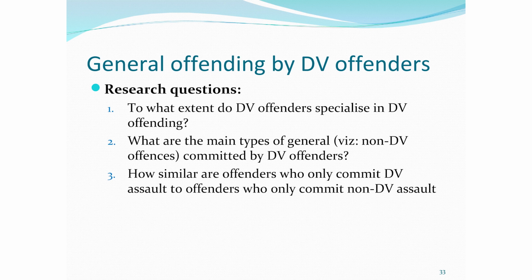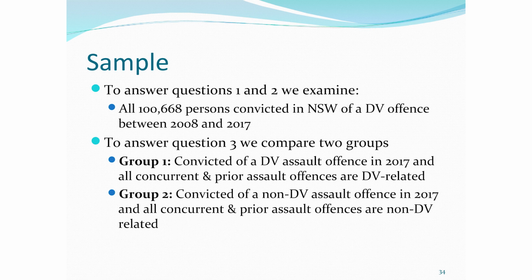Are they completely different groups, or are they basically fairly similar in terms of their criminal justice factors, but most importantly, in terms of the factors that would influence the selection of treatment? So I'll just go through that. So we had 100,668 persons convicted in New South Wales of a DV offence between 2008 and 2017. And so we were able to answer questions 1 and 2 just with that.